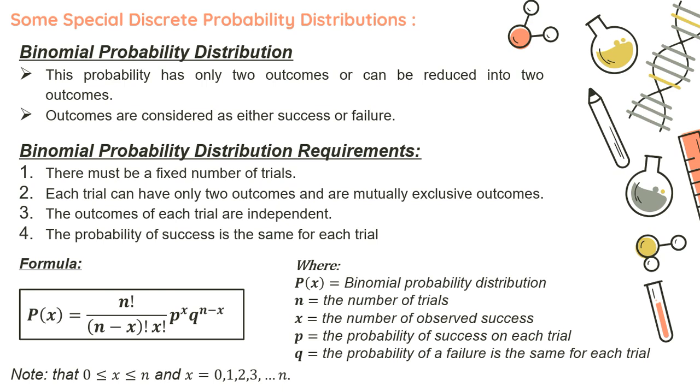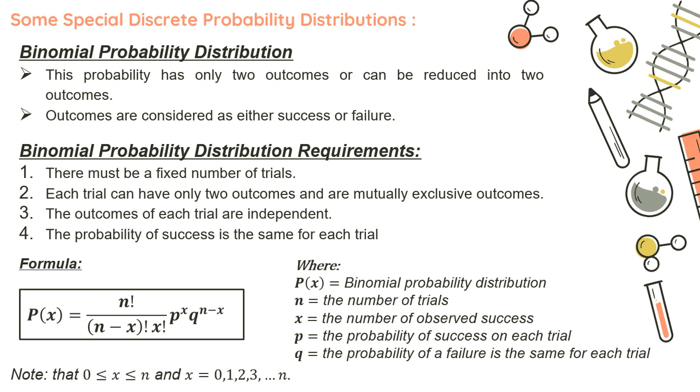One, there must be a fixed number of trials. So, given po dapat yung number of trials. Fixed po yung number of trials. Next, each trial can only have two outcomes and are mutually exclusive. Sabihin, can it occur at the same time? Number 3, the outcomes of each trial are independent. Sabihin, hindi dapat maapektuhan ng first try mo yung second try at mga susunod na try. And then fourth, the probability of success is the same for each trial.